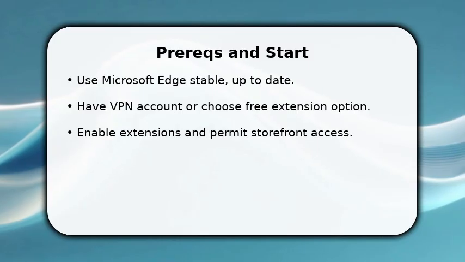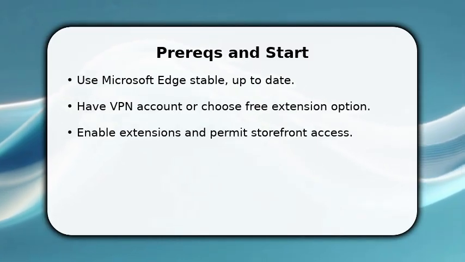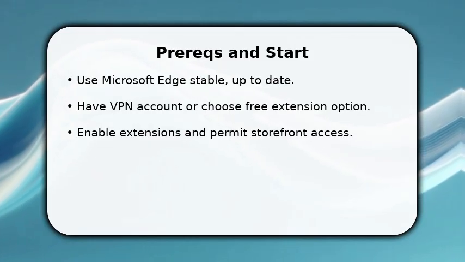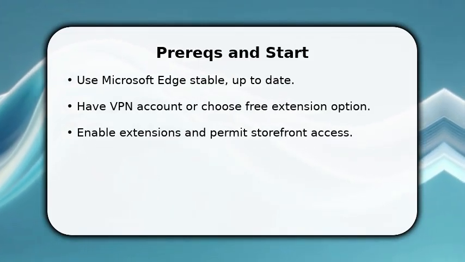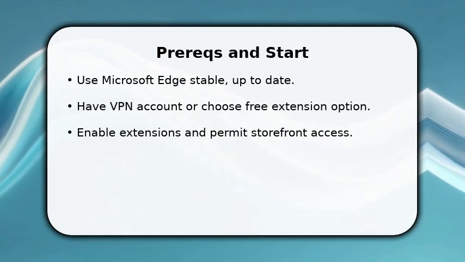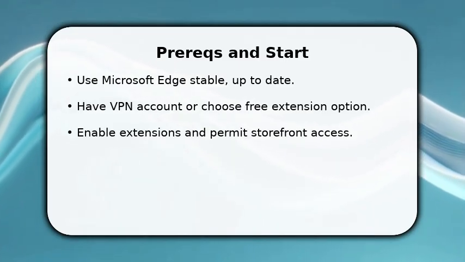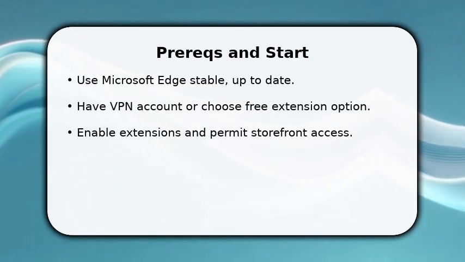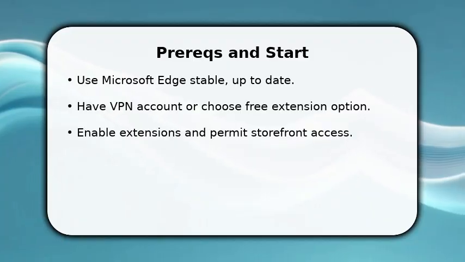You'll begin by confirming Edge is updated and that you have either a VPN account or a plan to use a free extension. Open Edge, click the three-dot menu, then choose Extensions to enable extension installs. Once done, click Get Extensions for Microsoft Edge to open the store. Make sure to allow storefront permissions so Edge can download and install.